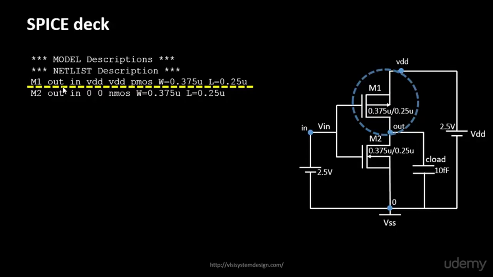PMOS says that this M1 is of type PMOS. Okay, W is 0.375 and L is 0.25. So this line completely describes this PMOS transistor, which is defined by the name M1. So M1 is connected between out, in, VDD and VDD. Okay, it's a type PMOS transistor. It has got a width of 0.375 micron. It has got an L of 0.25 micron.